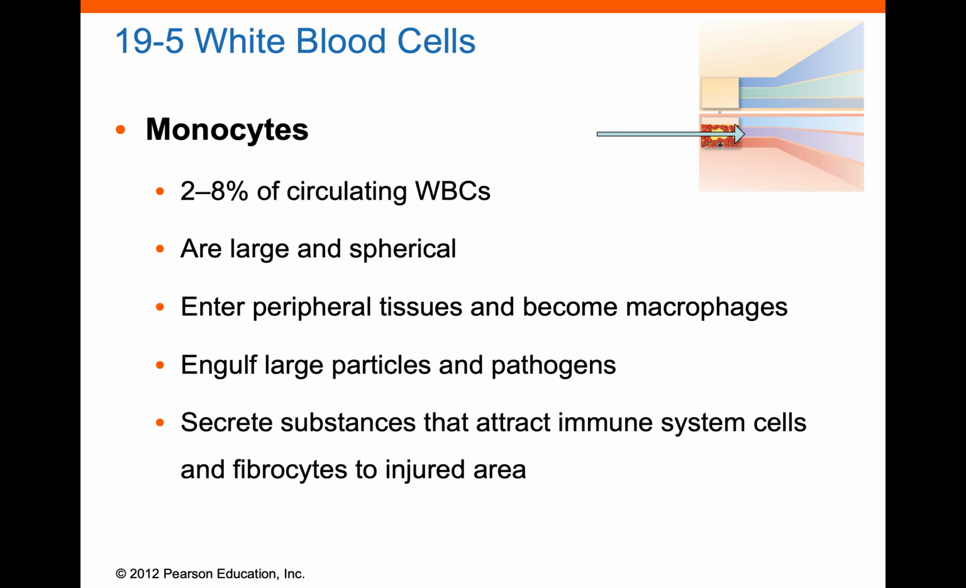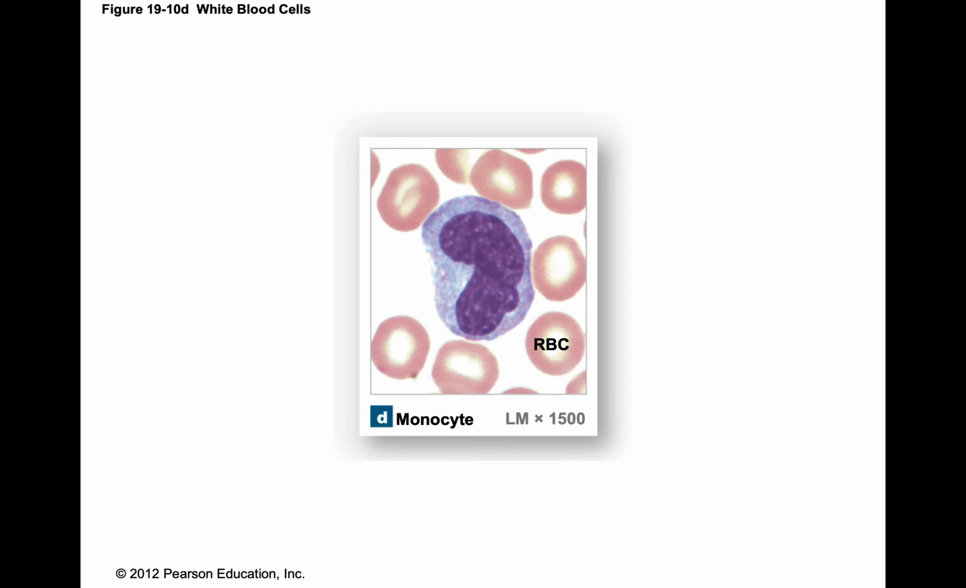Monocytes, 2 to 8%. They're easiest to spot, as I said. They are large and spherical, and they have peripheral tissues, and in the right conditions they become macrophages, the giant eaters, engulfing large particles and pathogens. They secrete substances that attract immune cells and other agents to come to that area. So once monocytes are active, the other cells congregate there. It's like a signal for other cells to get there so they can help destroy whatever pathogen the body is counteracting at that time. So that's a monocyte.